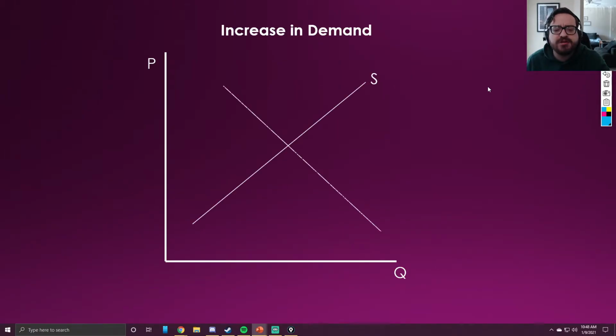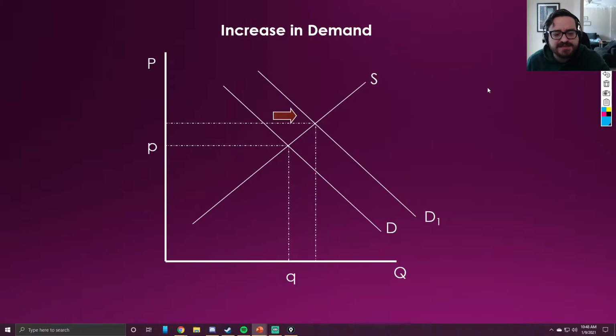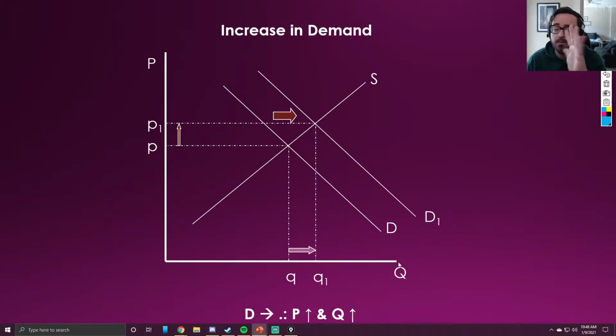So whenever we're seeing an increase in demand like the one I just showed you, you should see this type of visual happening. Here's a nice little shorthand for it. When demand shifts to the right, price and quantity go up. If we want a thing more, we'll buy more of it, and businesses can charge more for it.